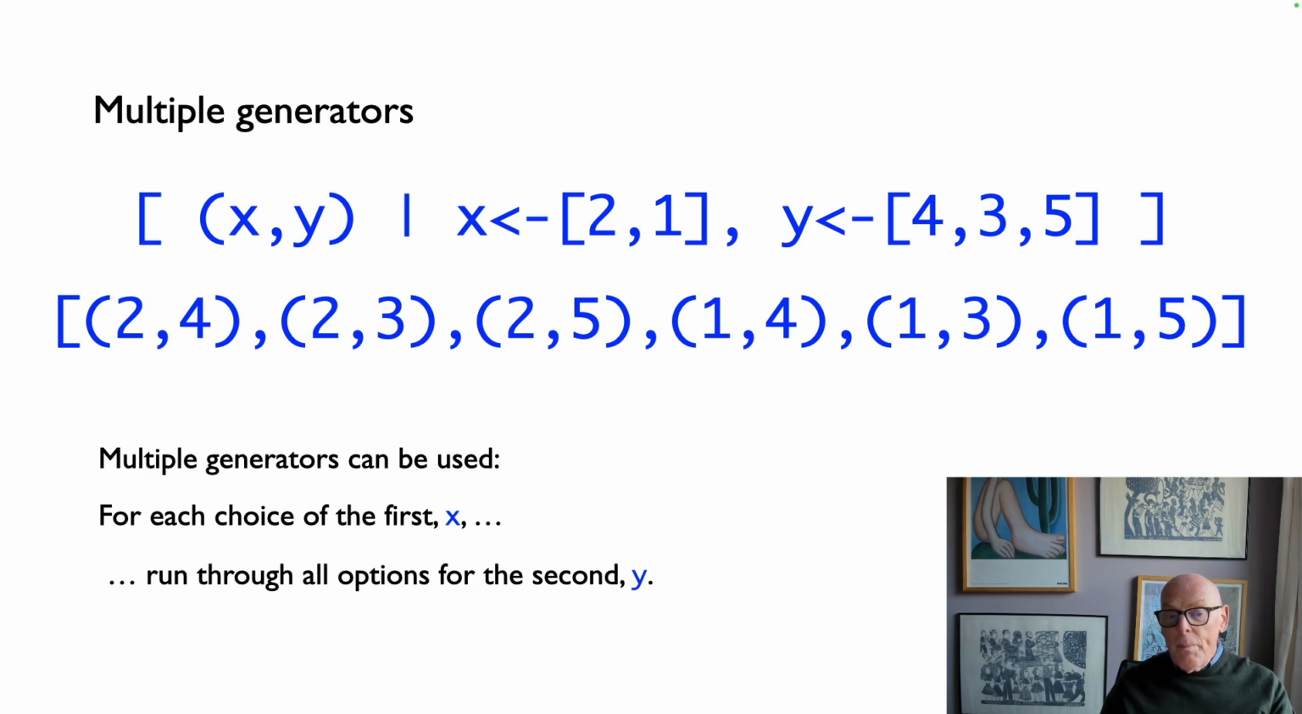You might call this the product of the two lists, because we're taking every possible combination of an element from the first list and an element from the second. That shows you how multiple generators are used. First a choice for x, and then run through y. And if there was a z, for each choice of y you'd run through all choices of z, and so on.